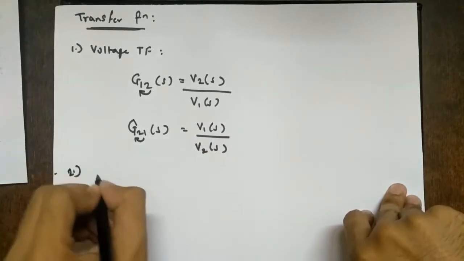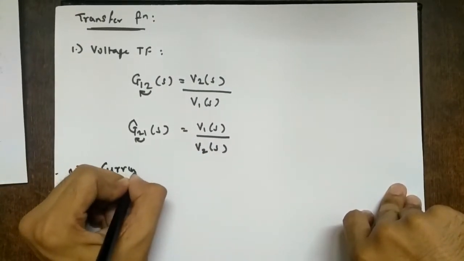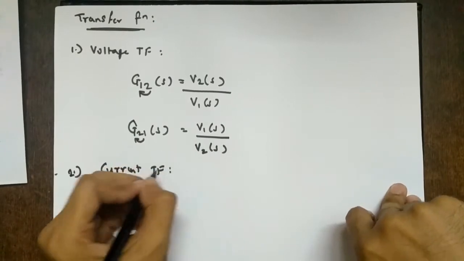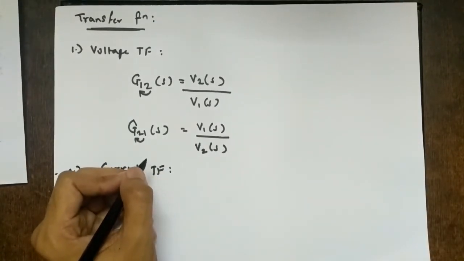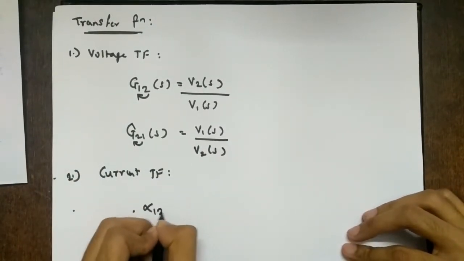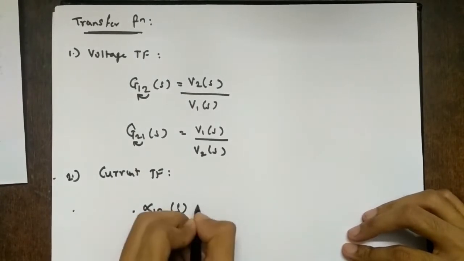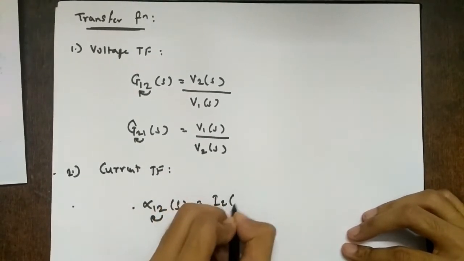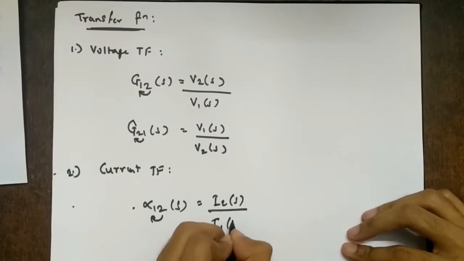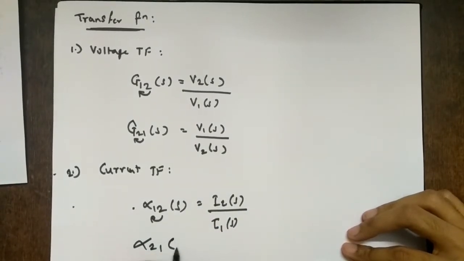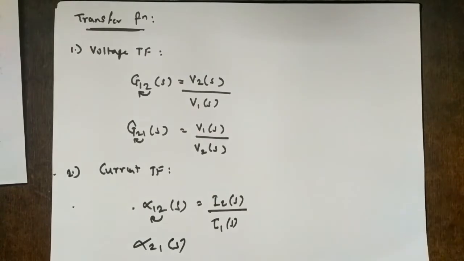Then we have, similarly, the current transfer function, denoted by alpha of S. So what will you have? Alpha 12 of S. So again 2 to 1. It is current, so I2 of S by I1 of S. Similarly, you will have alpha 21 of S. Right? So what will it be? I1 of S by I2 of S.